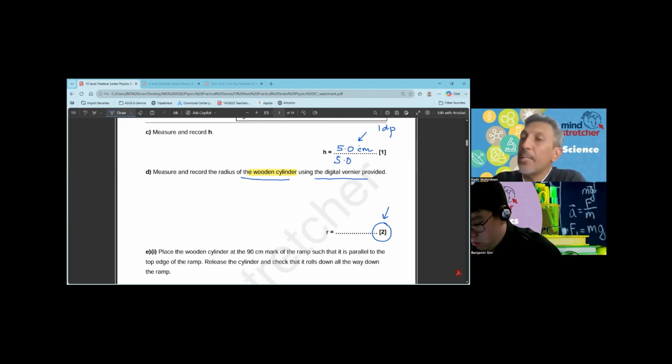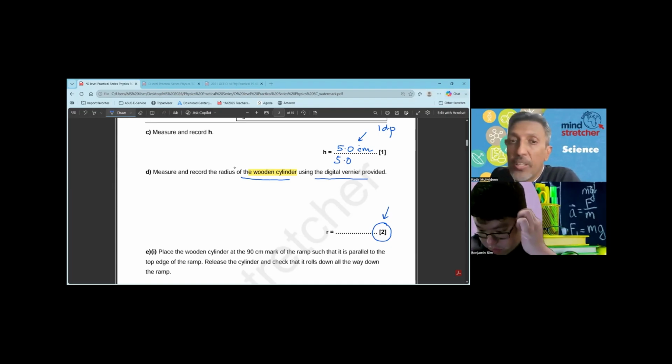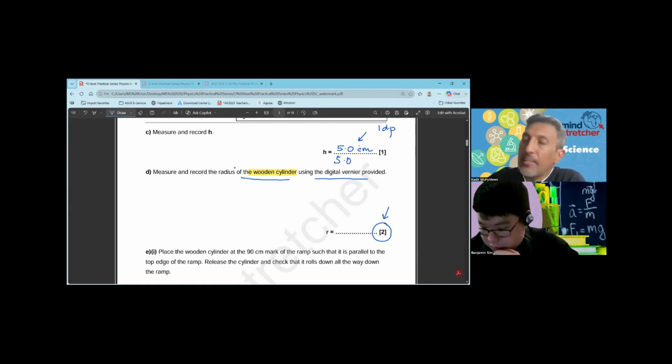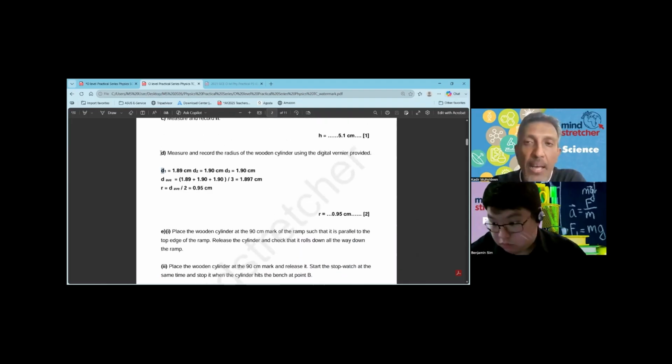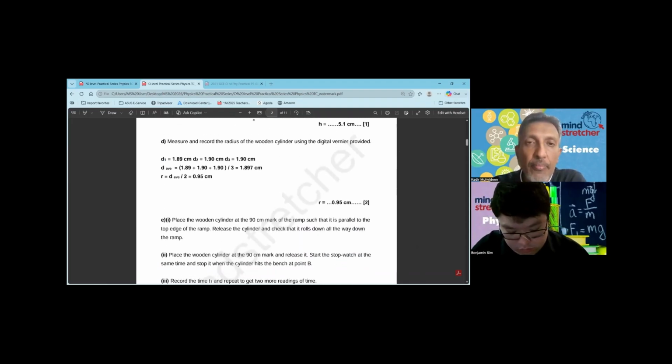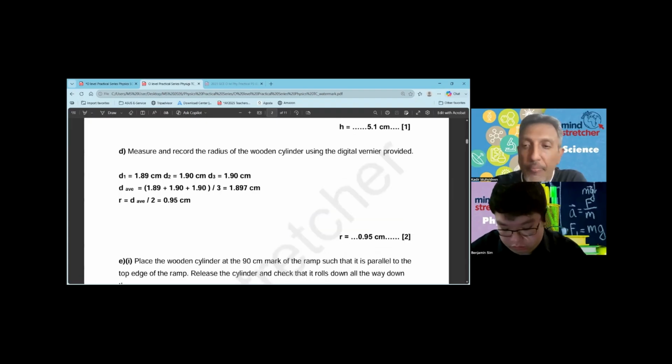So imagine there's a digital vernier. You're going to measure the diameter. Of course, you cannot directly measure the radius. You have to measure diameter. But why is it given 2 marks? Okay. So this is where I just want to highlight to you. This is the sample answer. Okay, guys, look at that.